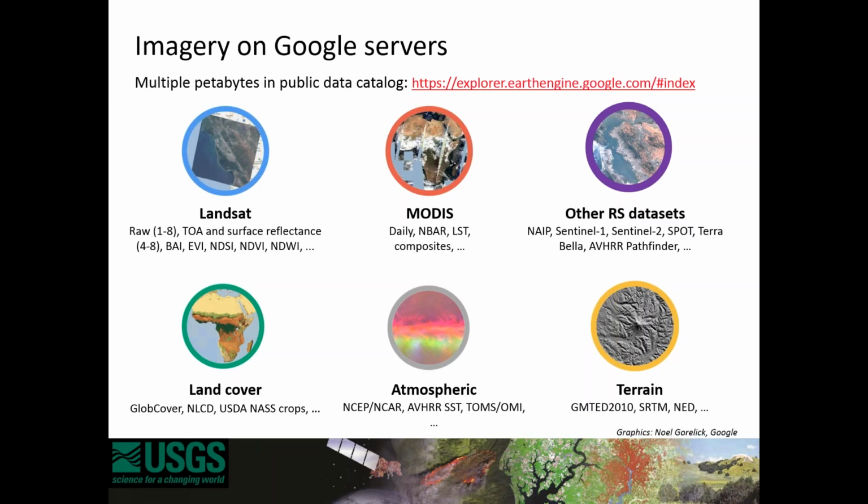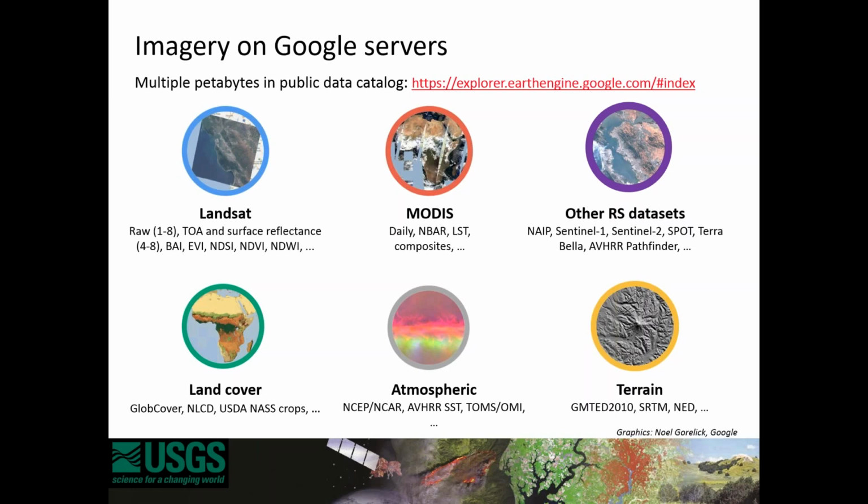There are multiple other remote sensing data sets that Google also is ingesting, and these may be more or less complete both spatially and temporally, but they do have data to offer that you can use. So there's the high resolution NAIP data, Sentinel-1 and 2 are being ingested. There's SPOT, Terabella, which is Google's own foray into the satellite imagery acquisition business.